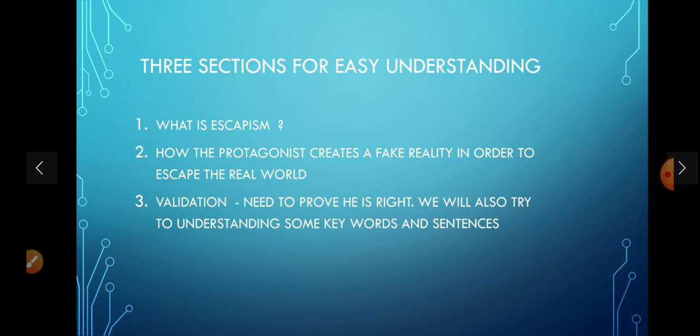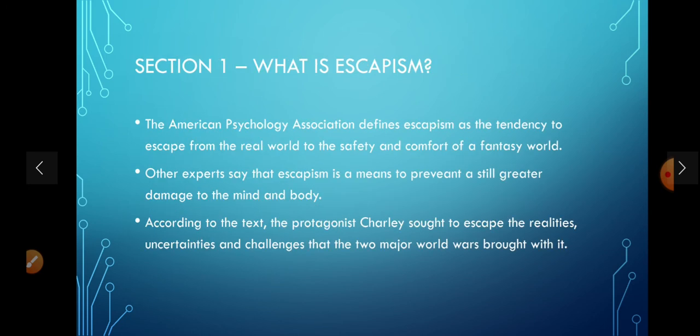We will see first what is escapism, and second is how the protagonist, Charlie, creates a fake reality to escape the real world. And the third most important point is validation, that is a need to prove he is right. We will also try to understand some key words and sentences that help to explain this particular fact. Come, let's see section 1.